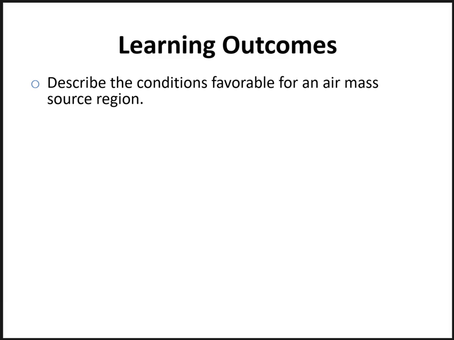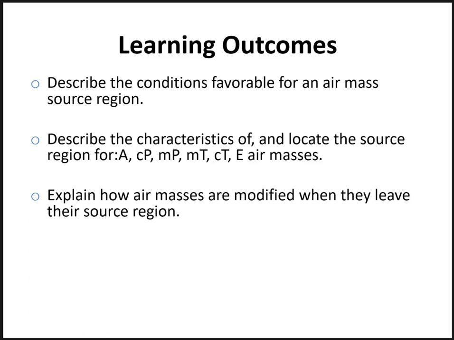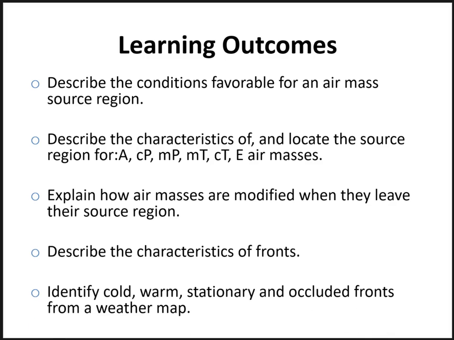The learning outcomes for this lecture podcast are the following. Describe the conditions favorable for an air mass source region. Describe the characteristics of and locate the source regions for an Arctic, continental polar, maritime polar, maritime tropical, continental tropical, and equatorial air masses. Explain how air masses are modified when they leave their source region. Describe the characteristic of fronts. And identify cold, warm, stationary, and occluded fronts from a weather map.